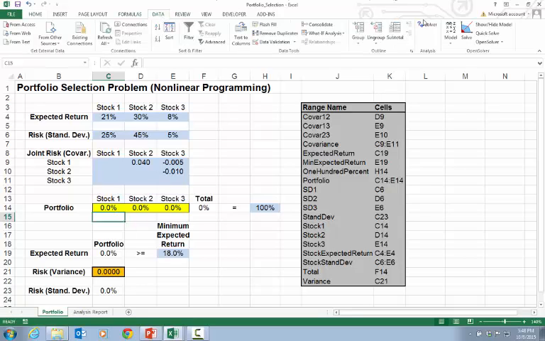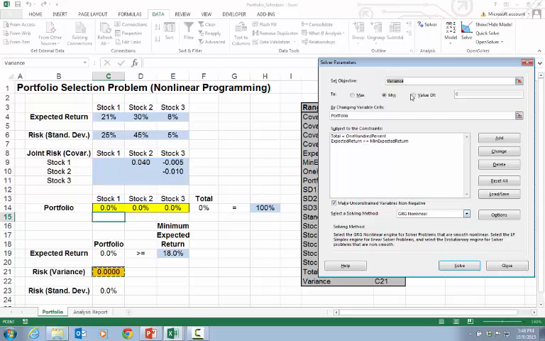So we're going to set it up to solve it. We're using the nonlinear solver. We're trying to minimize variance by changing the yellow changing cells, which are range named portfolio. We want them to total 100%, that's that simple expression right there. And we also want our expected return to be greater than or equal to the minimum expected return. The expected return is that weighted average, really a sum product of the portfolio changing cells times the expected returns.